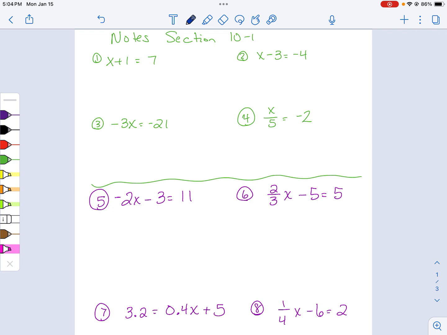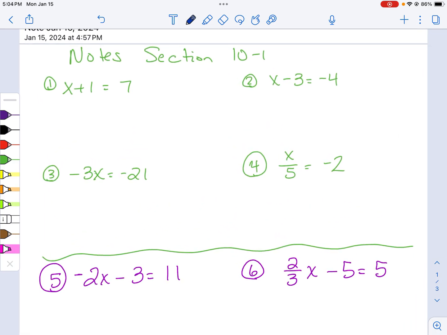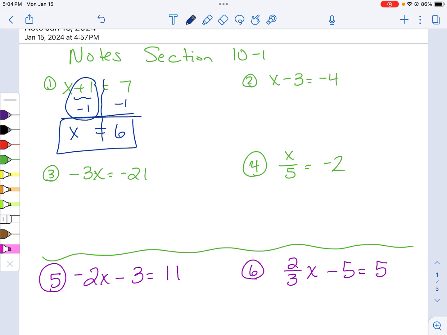So the first one is x plus 1 equals 7. So we know in order to solve the equations, we always have to do the opposite or the inverse operations. So if I see plus 1 on the left side here, I've got to do minus 1 and minus 1. Remember, you have to do it to both sides of the equation. So that gives me x, because the minus 1 and the positive 1 goes away and becomes 0, equals 7 minus 1 is 6. So my answer is x equals 6.